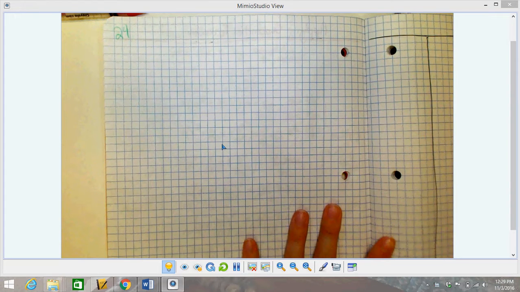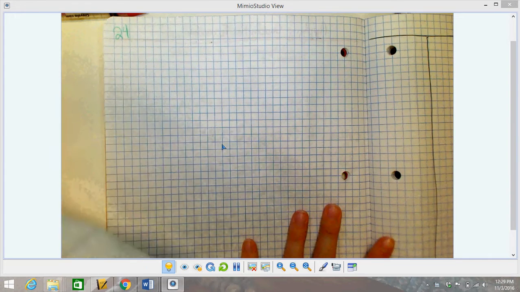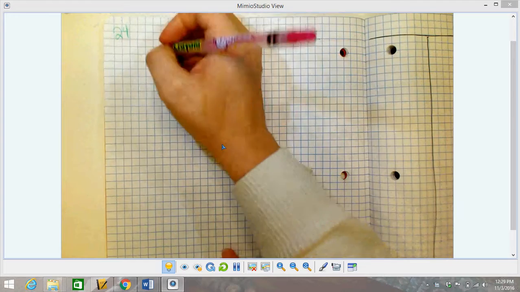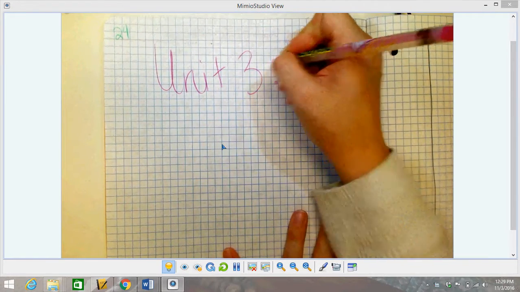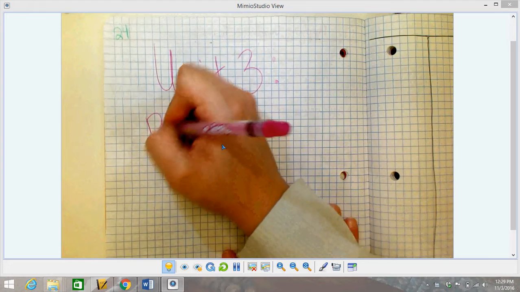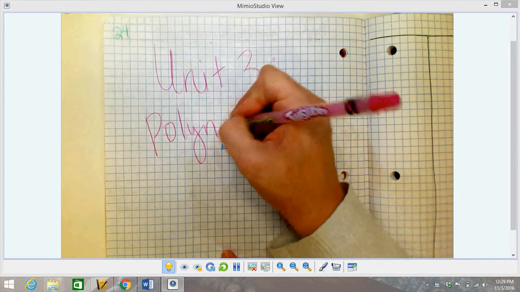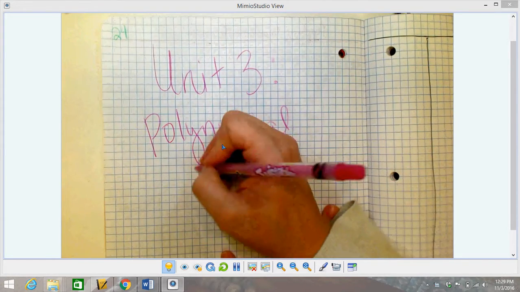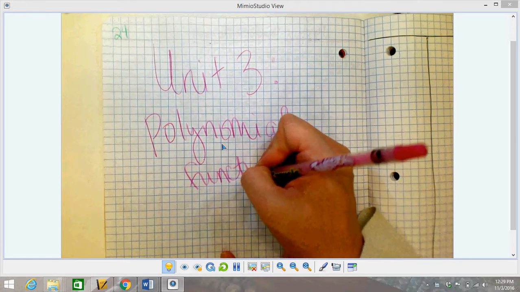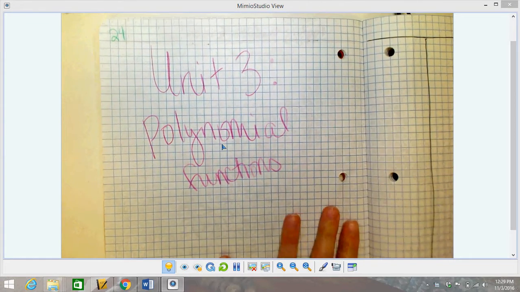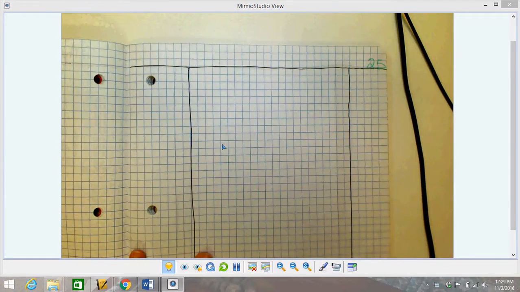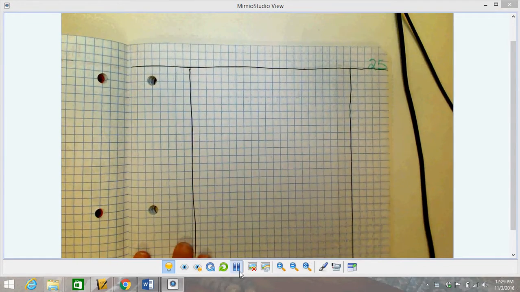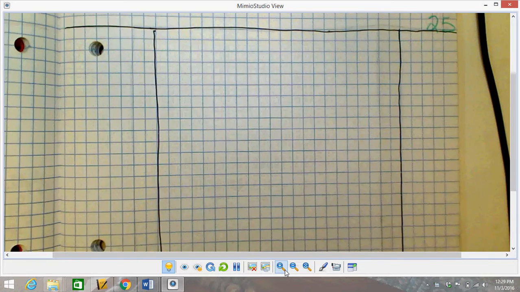All right, so we are ready to start Unit 3. And this is going to be about polynomial functions. So on page 24 here, I'm putting my title page. And let's go over to page 25 to take our first set of notes.